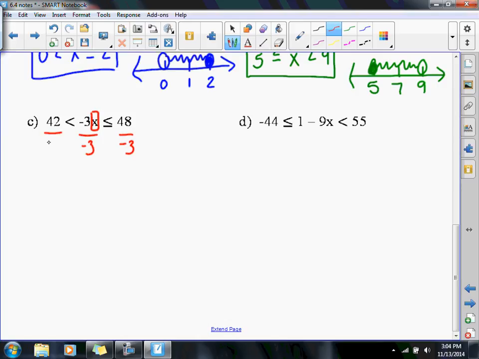Now, if you remember from our previous sections, when we divide by a negative number, I have to switch my inequality signs. So 42 divided by negative 3 is going to be negative 14. And then instead of a less than, I'm going to put greater than. And then my x will be by itself now. Then instead of the less than or equal to, I'm going to put greater than or equal to. And then 48 divided by negative 3 is going to be a negative 16.